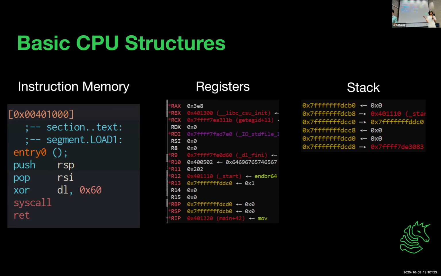So basic CPU structure, we have instruction memory, so that is the actual memory that contains the instructions that the CPU will run.